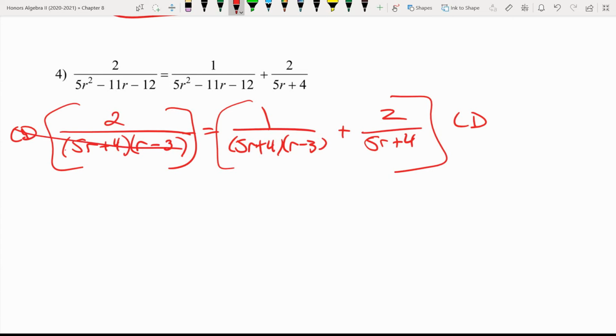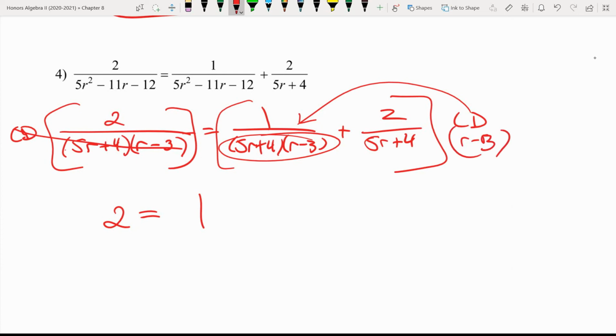On the left-hand side, it's going to completely cancel out. We'll just have 2. On the right-hand side, well, the common denominator is the 5r plus 4, r minus 3, so that cancels out completely too. On this one, everything's going to cancel out except for the r minus 3 part of this. So that will cancel, but it would be plus 2 and then r minus 3.